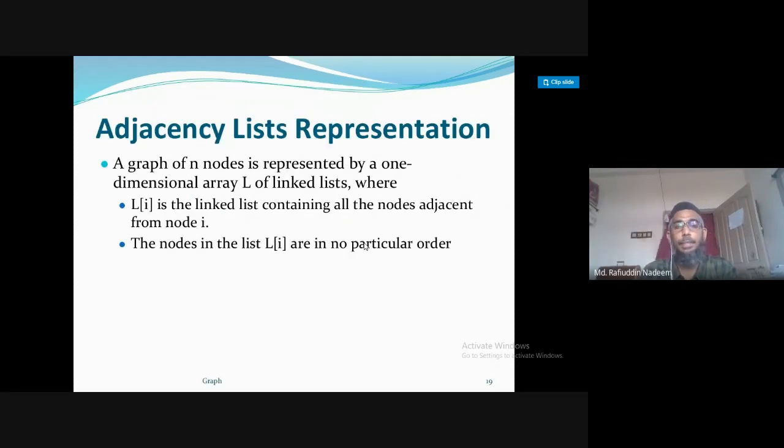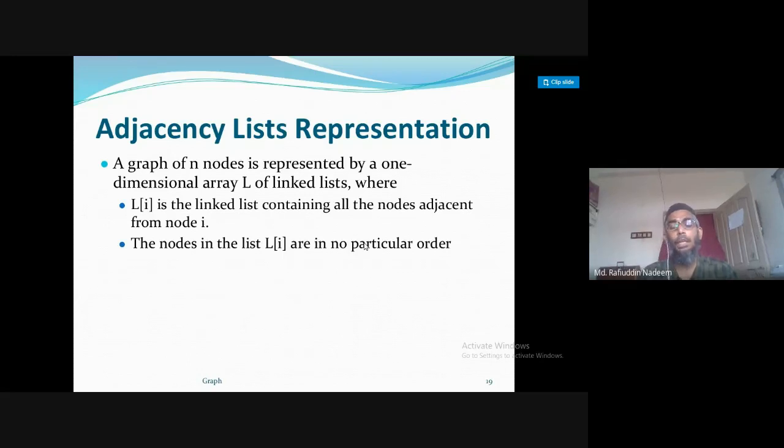Then adjacency list representation. If we talk about the adjacency list, it is actually talking about linked lists. It is represented using a one-dimensional array L of linked lists, where L of i is a linked list containing all the nodes adjacent from node i. So each node has a linked list which has the nodes which are adjacent to node i, and the nodes in the list of i are in no particular order.